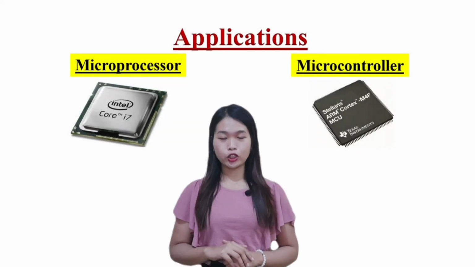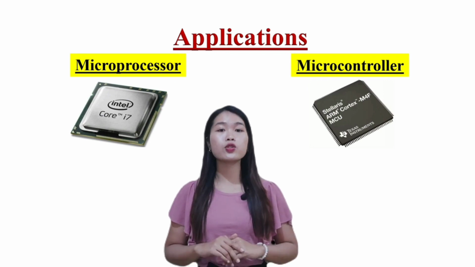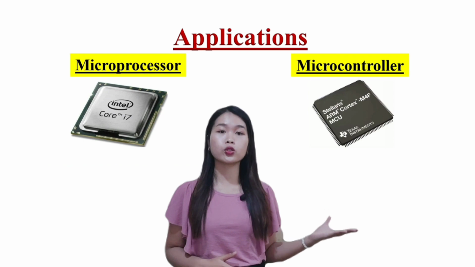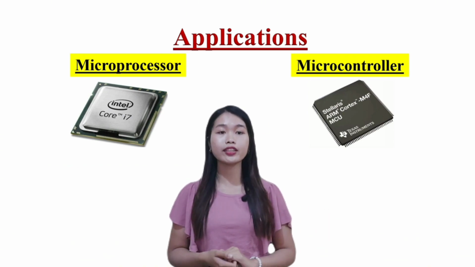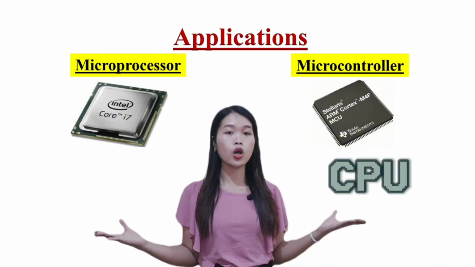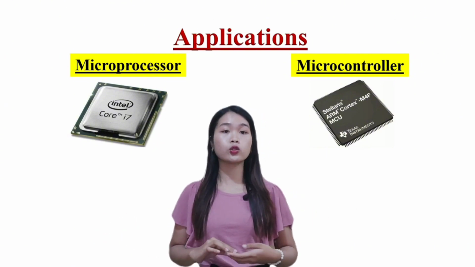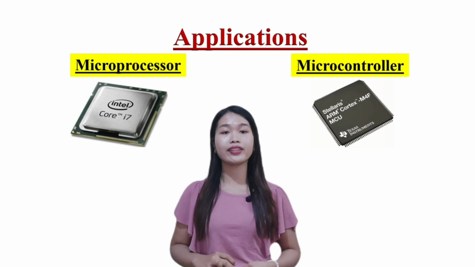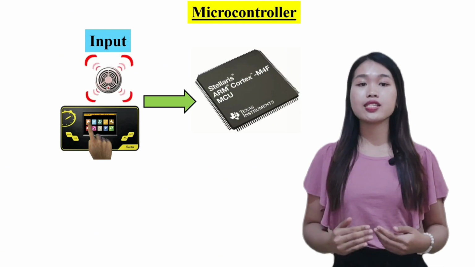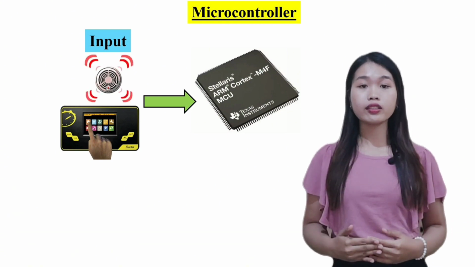In terms of applications, microprocessors are used in a wide range of applications. Hence, there is no particular predefined task required for them. On the other hand, microcontrollers are designed to perform a particular task. The basic example of a microprocessor application is the CPU of a personal computer or laptop. On the other hand, microcontrollers are used for specific predefined tasks. A microcontroller works based on the input it gets from either sensors or manual input, from the keyboard or touch panel.